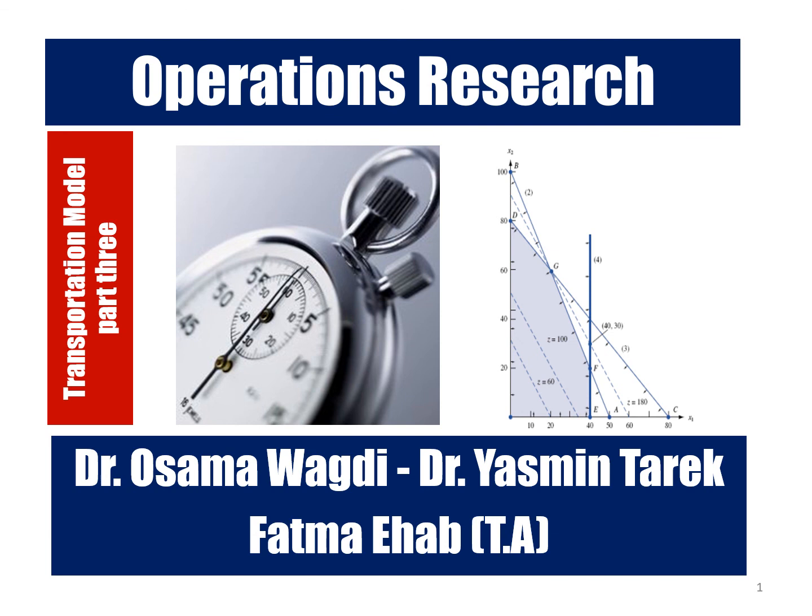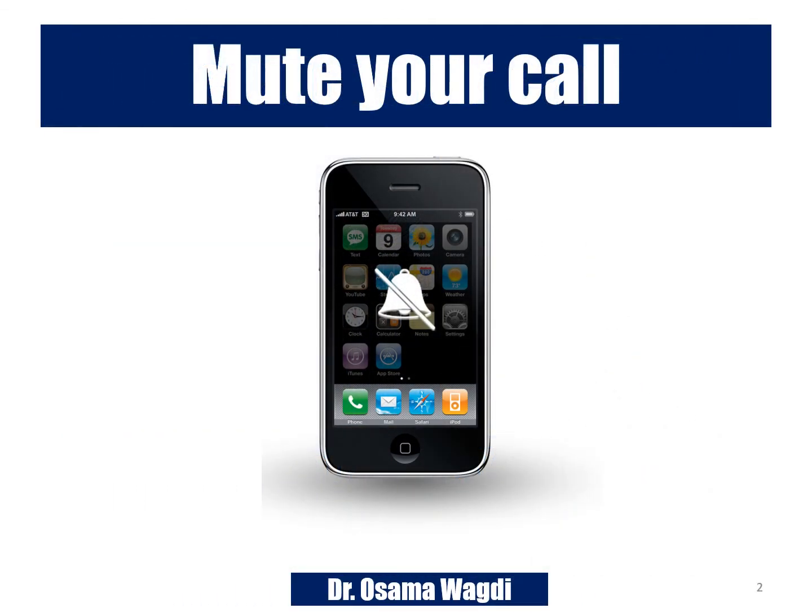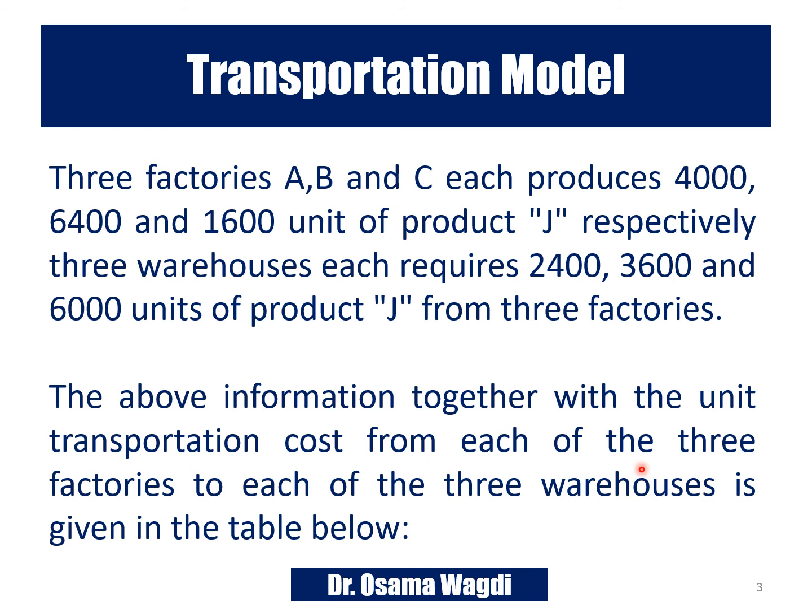Today we are going to discuss another example for operation research model. Three factories, A, B, and C, each produces 4,000, 6,400, and 1,600 units of product J, respectively. Three warehouses each requires 2,400, 3,600, and 6,000 units of product J from the three factories. The above information, together with the unit transportation costs from each of the three factories to each of the three warehouses, is given in the table below.